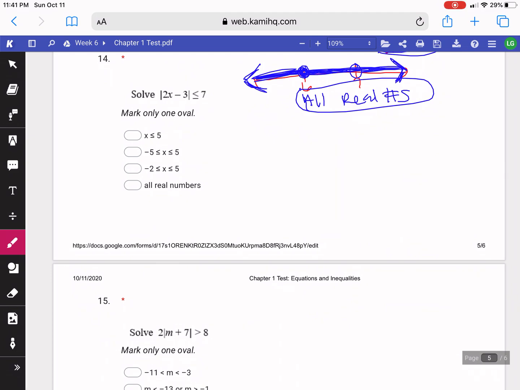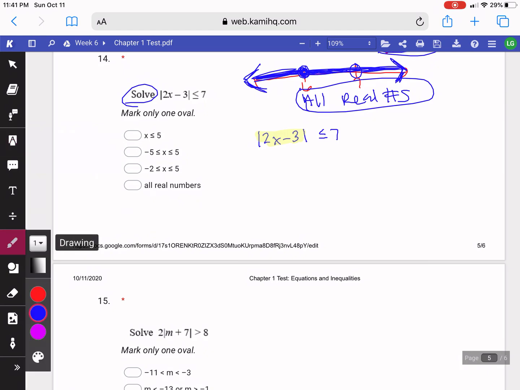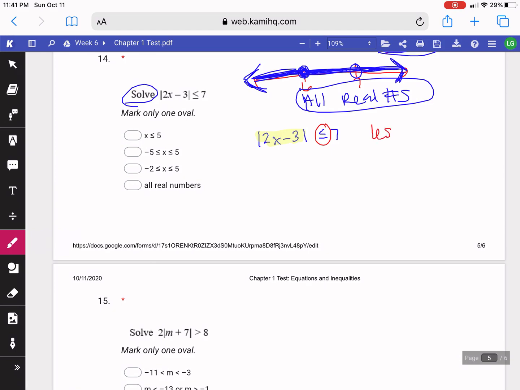Our next problem is an absolute value inequality. We're going to solve the absolute value of 2x minus 3 is less than or equal to 7. Here the absolute value is already by itself. So we're going to separate it into two problems. Here you have to check your symbol. Since it's less than, remember it's an AND problem. So on these you have to check if it's an AND or an OR.